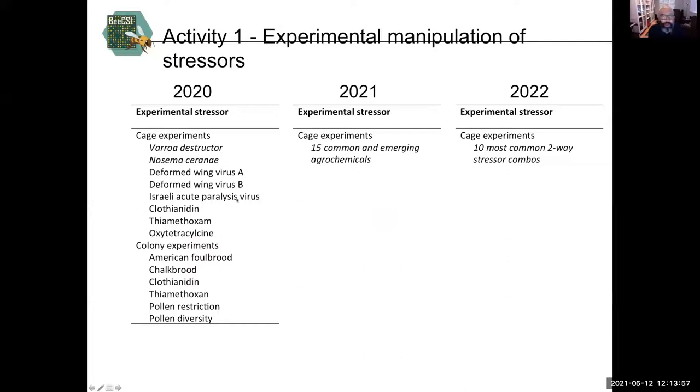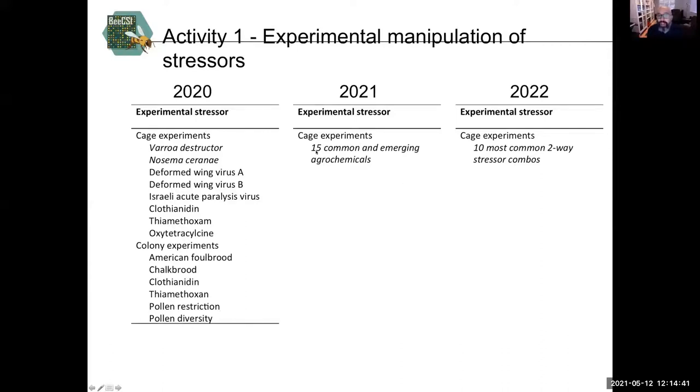These are the list of stressors that we're planning to test. Some of them are common, obvious ones: the mites, Nosema, deformed wing virus A and B, Israeli acute paralysis virus. We conducted experiments on clothianidin and flupyradifurone, two common agrochemicals used in Canada, as well as Oxytet, which is an antibiotic that is used on honeybees to treat American foulbrood. We also did American foulbrood, a bacterial disease, chalkbrood, a fungal brood disease, as well as looking at the effects of diet restriction and pollen diversity.